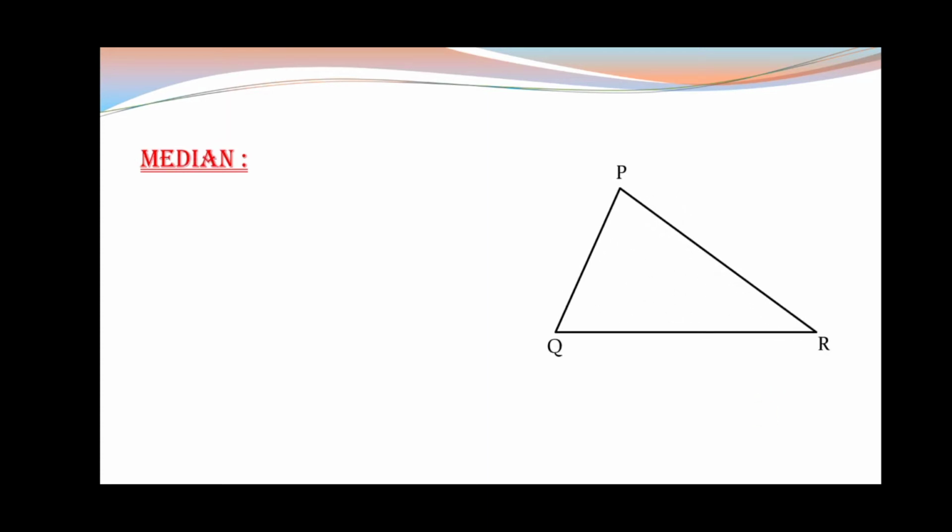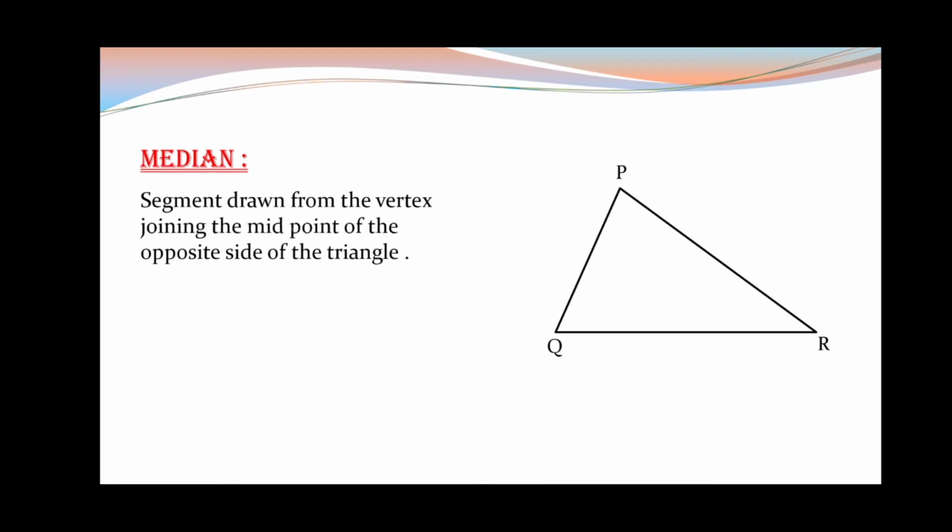Now, let us revise. What is median? Median is a segment which is drawn from the vertex joining the midpoint of the opposite side of the triangle. Here you see triangle PQR. You can also see the segment PM, which is drawn from the point P to the midpoint of QR, and the midpoint of QR is point M. So the segment PM is called the median of triangle PQR. It's dividing segment QR into two equal parts, that is QM is equal to segment MR.